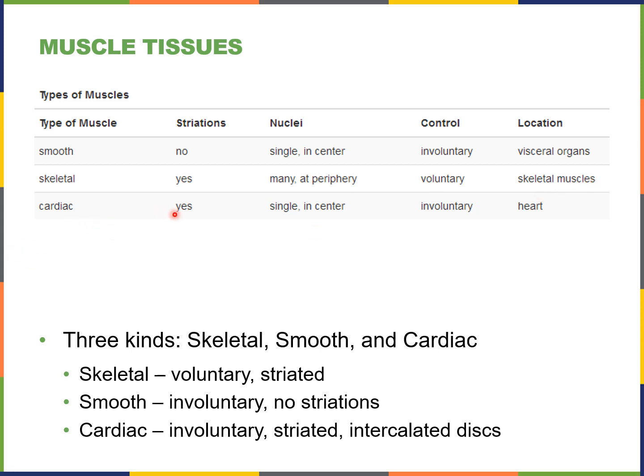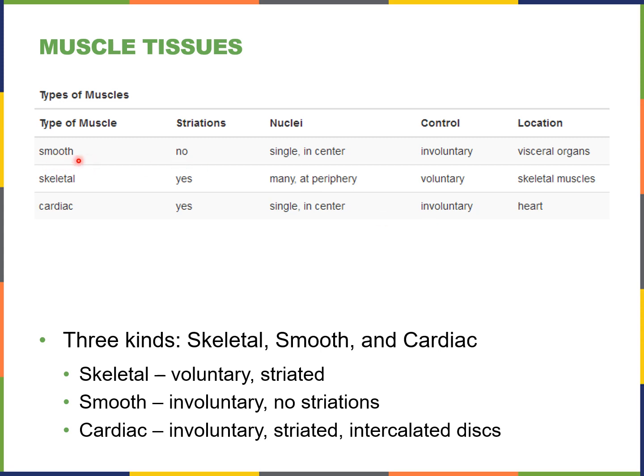Whereas our cardiac muscle is still striated. It is a striated muscle, but it only has one nuclei right in the center of it, and its control is involuntary, right? We don't control our heartbeat. We can do things to speed it up or slow it down, but it's still involuntarily contracting and pushing blood through. That's something that our autonomic nervous system automatically takes care of for us.